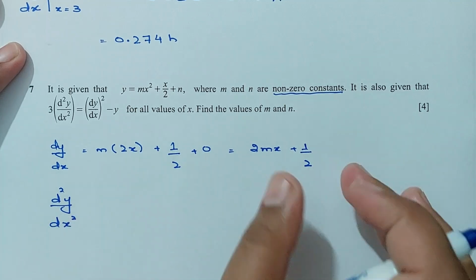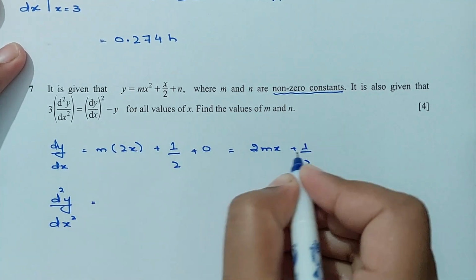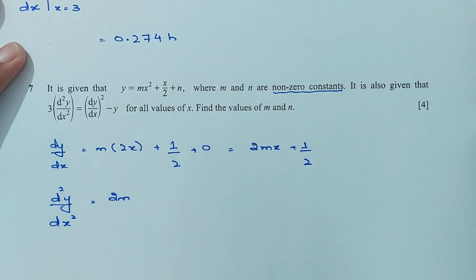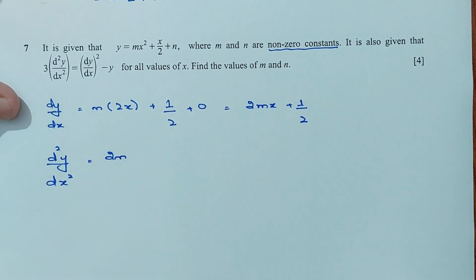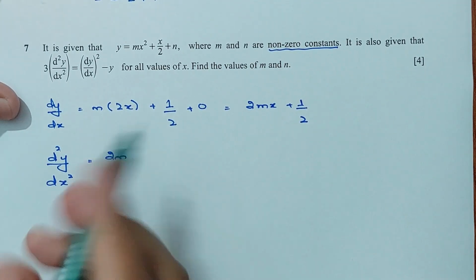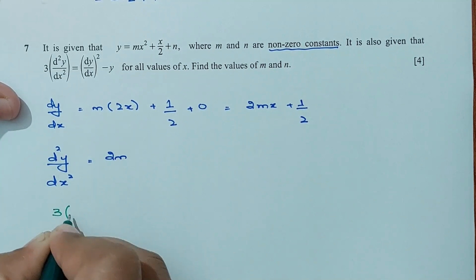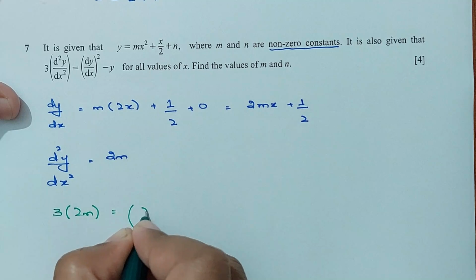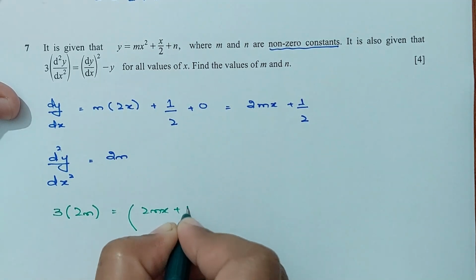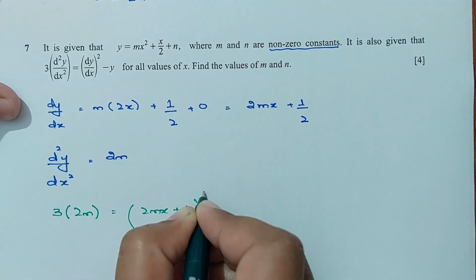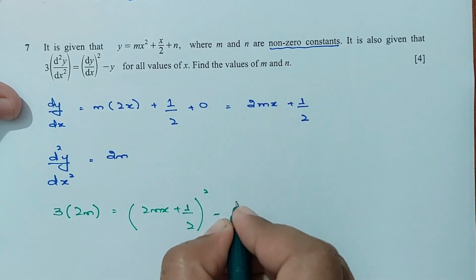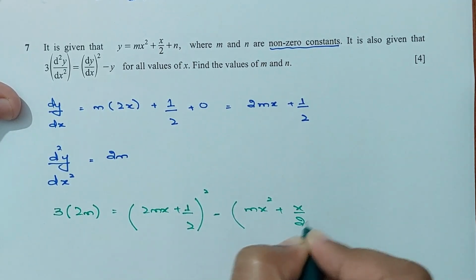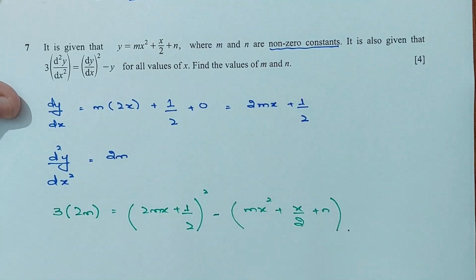Its second derivative differentiated again. So x derivative is 1, 2m is a constant, and 1 by 2 is a constant, its derivative is 0. Now let me substitute all the quantities into the equation. 3 times the second derivative 2m equals the first derivative, which is 2mx plus half, whole square, minus the y. Y is mx square plus x by 2 plus n.